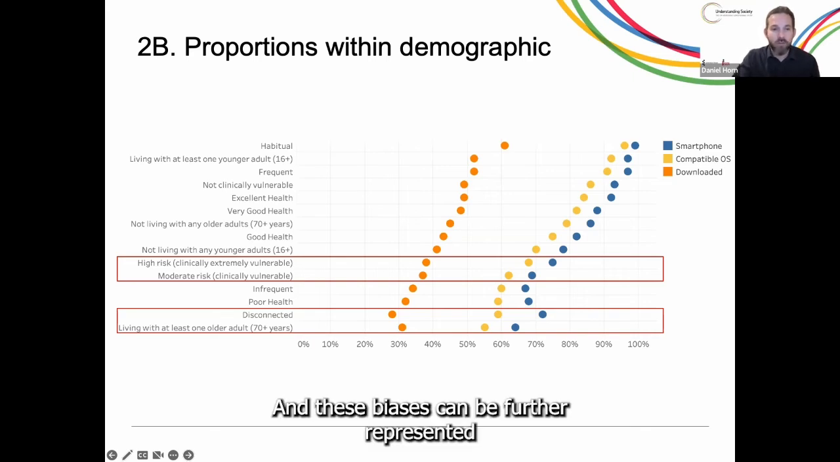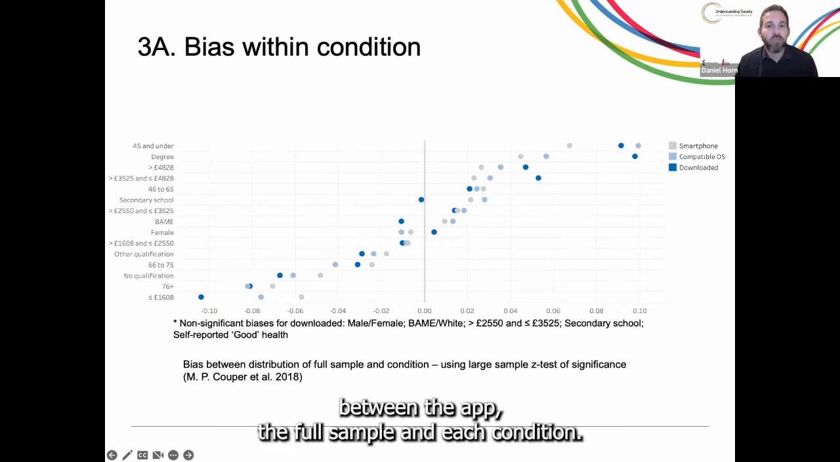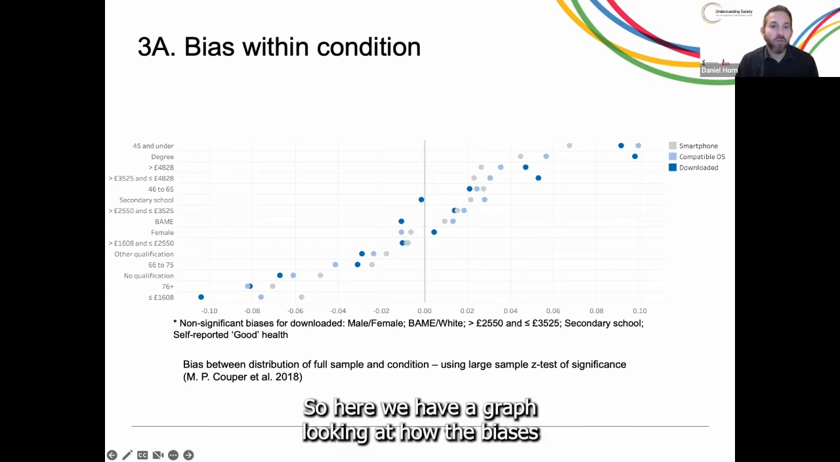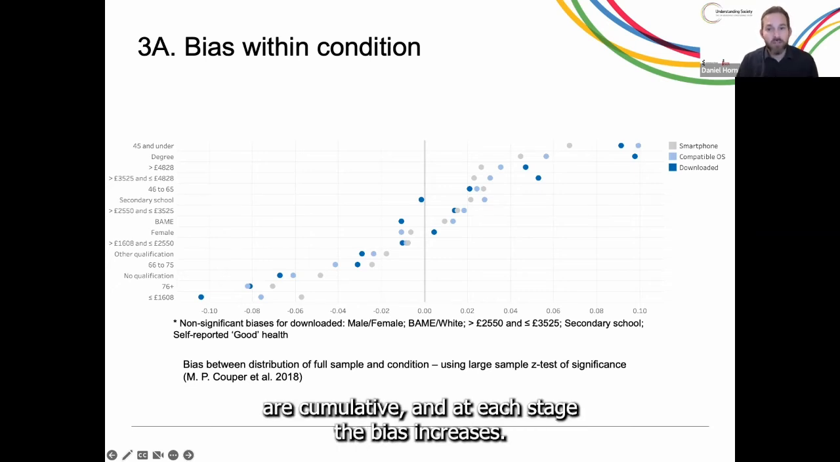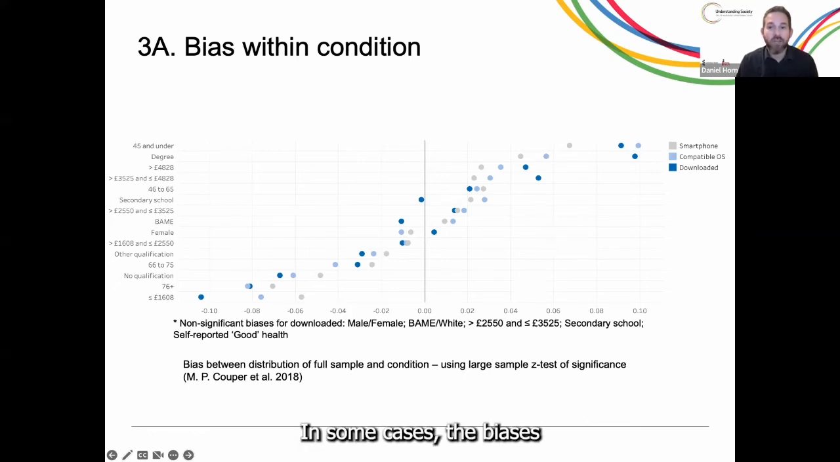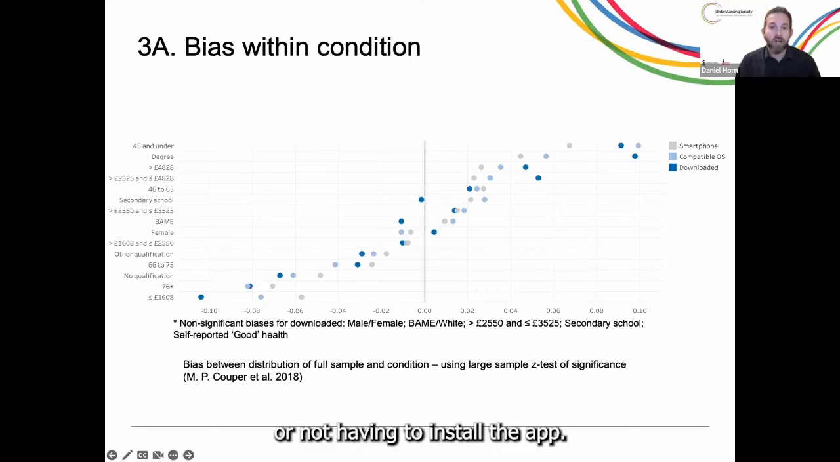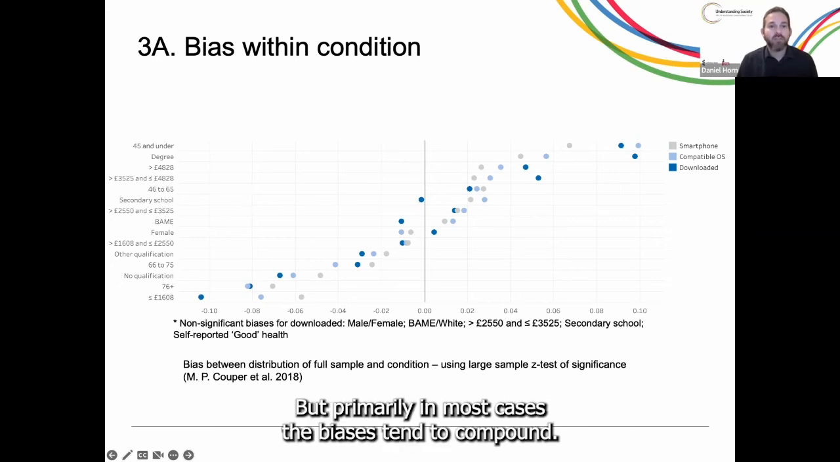And these biases can be further represented by taking the bias between the full sample and each condition. So here we have a graph looking at how the biases are cumulative, and at each stage the bias increases. However, that's not generally true for all cases. In some cases, the biases are due to not having a device and go into the other direction, or not having to install the app. But primarily in most cases, the biases tend to compound.